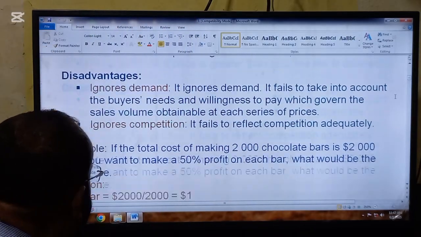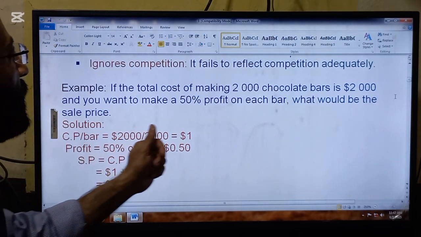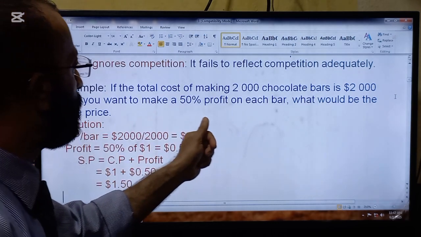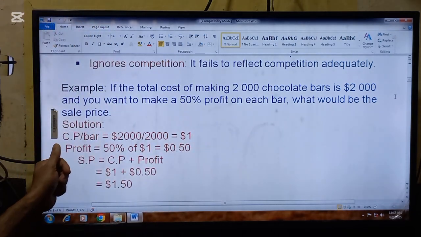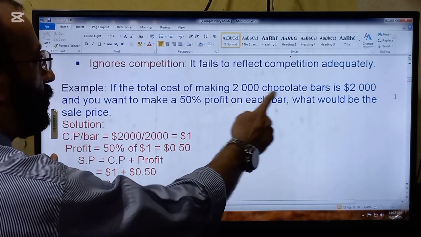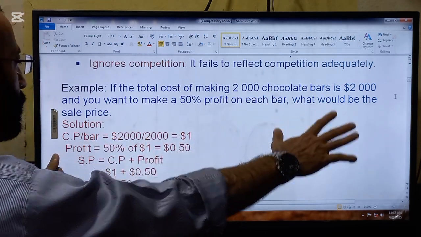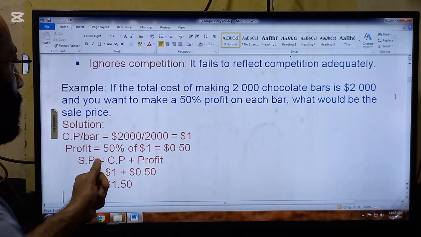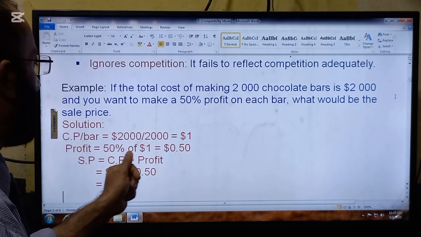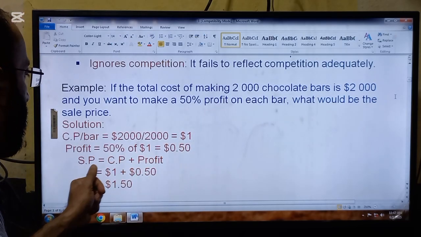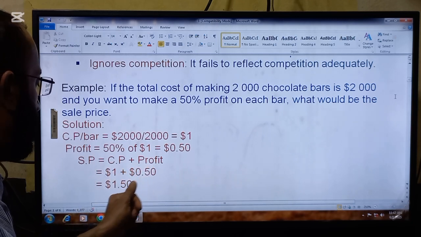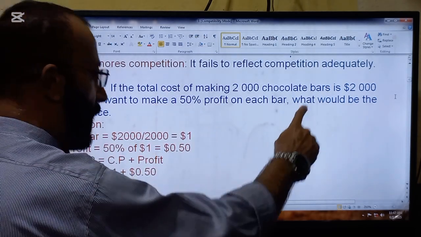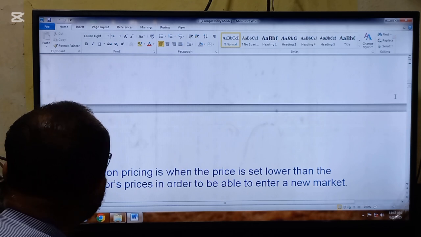Okay, an example of this strategy: if the total cost of making 2000 chocolate bars is $2,000 and you want to make a 50% profit on each bar, what would be the sale price? Look now, the cost price of a bar will be $2,000 divided by 2000, so $1 will be the cost price of one bar. The profit is 50%, so 50% of one will be $0.50. The sale price will be cost price plus profit. So 1 plus 0.50 will be $1.50, the sale price that the business wants to set if this strategy is followed.